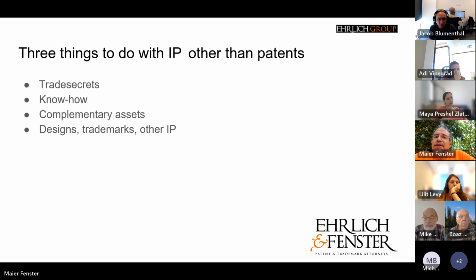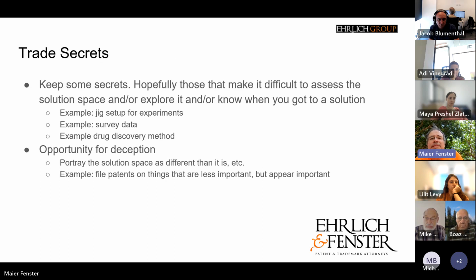So, not to forget trade secrets. If you have a trade secret and people don't have it, it's really difficult for them. Know-how, that is things that people know but is not written down, and complementary assets. I'm not going to talk about other types of IP. Talk for a second about trade secrets.